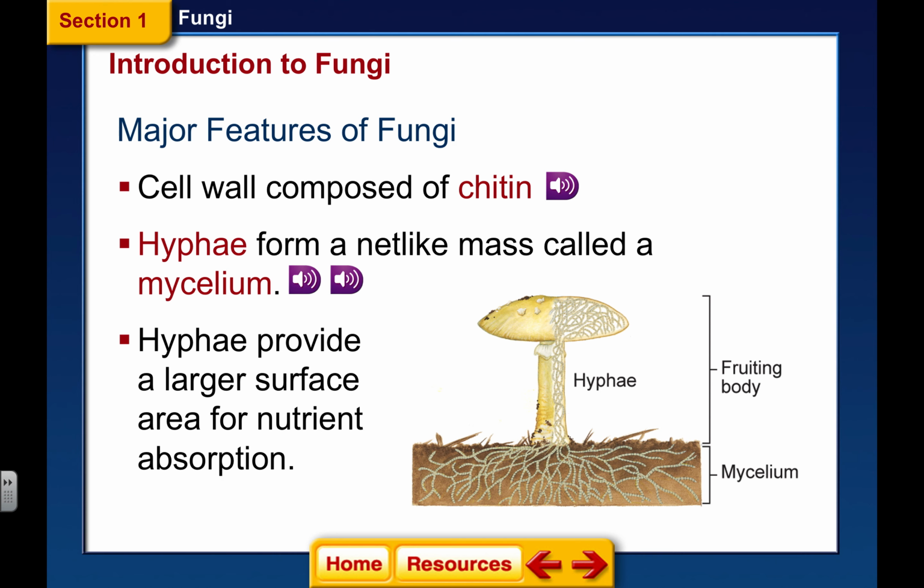Hyphae individually are going to be the structures that release the enzymes into the environment to break their food down. They are extracellular digesters, and we talked about this before, but they release enzymes into the environment, and then they wait for those enzymes to do their work and break down the organic material, and then they absorb them back into the hyphae. So it's the tips of these long, stringy hyphae that actually have the enzymes that are released into the environment.